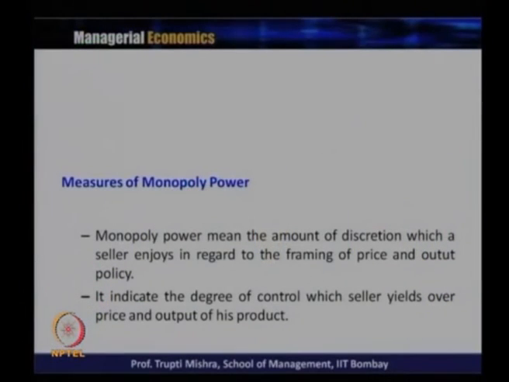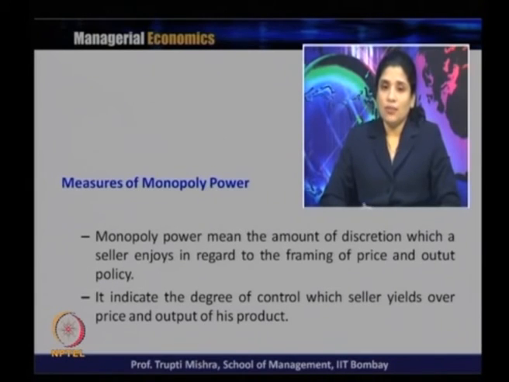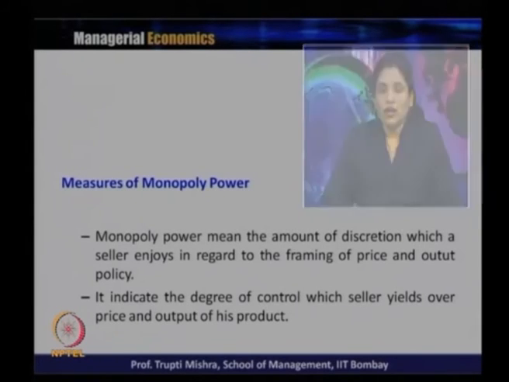Then we will look at how to measure monopoly power, and before that we will define what monopoly power is. Monopoly power means the amount of discretion which a seller enjoys in framing the price and output policy. In a simple way, we can say it indicates the degree of control which a seller wields over the price and output of his product, because in a perfectly competitive market, firms are price takers, not price makers, but a monopolist firm is a price maker, because it is a single-product sole seller.